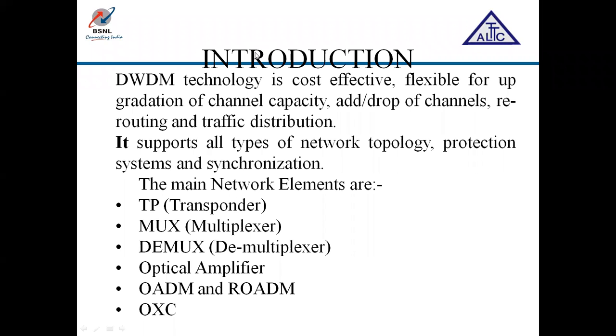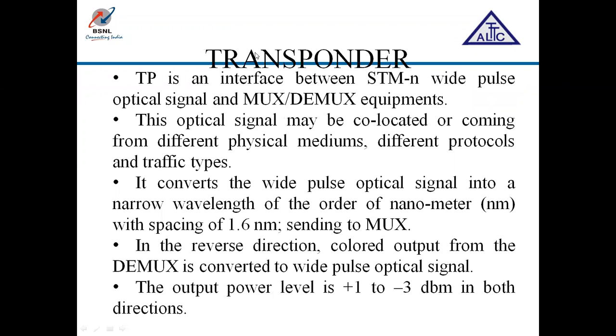Main network elements: transponder, multiplexer, demultiplexer, optical amplifier, OADM, optical add-drop multiplexer, and ROADM, reconfigurable optical add-drop multiplexer, OXC, optical cross-connect. Now, one by one, transponder.